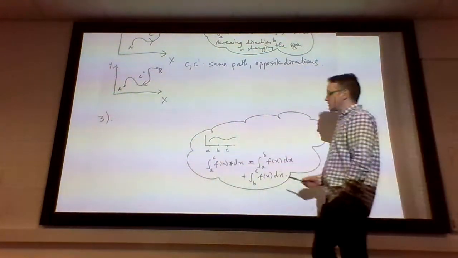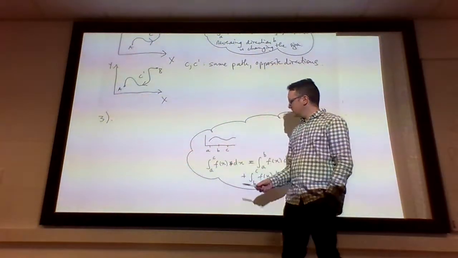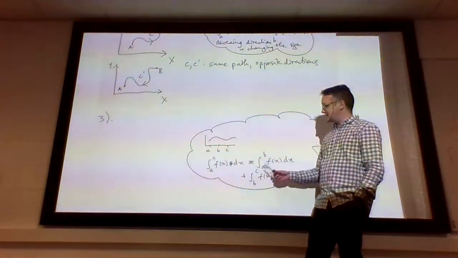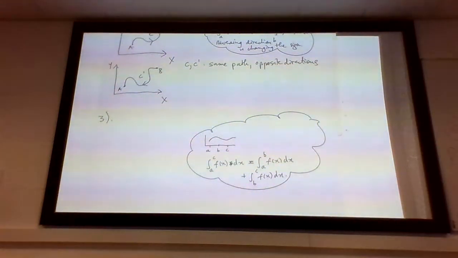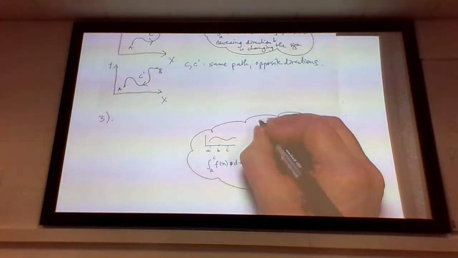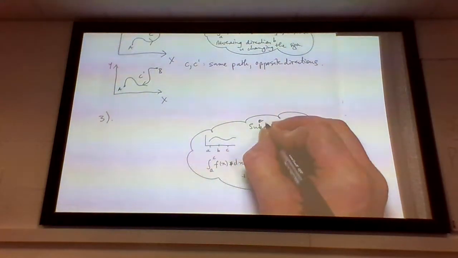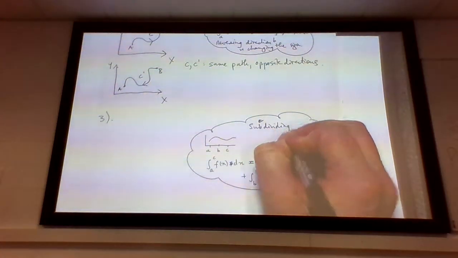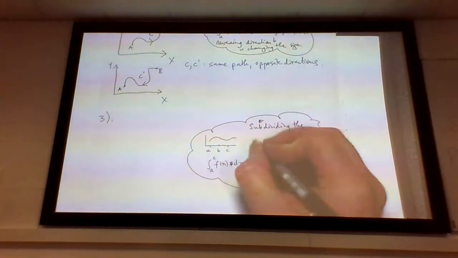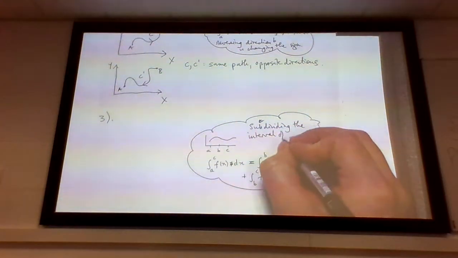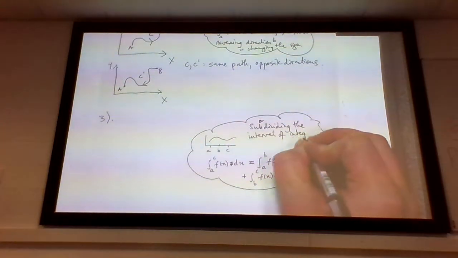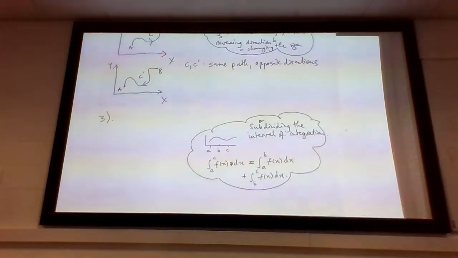Okay, if you want to integrate a function all the way from A to C, you can first integrate it from A to B, and then secondly, integrate it from B to C. Okay, so this is subdividing the interval of integration, or dividing the interval of integration into subintervals. Well, we can do exactly the same thing with our linear differential forms.